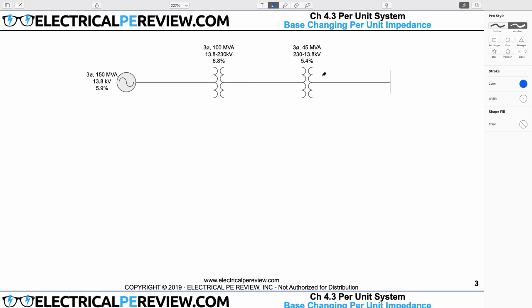And then we've got a second step-down transformer three-phase rated for 45 MVA with a voltage ratio of 230 kV to 13.8 kV and a percent impedance of 5.4%. So the first thing I'm going to do is split this up into voltage zones.